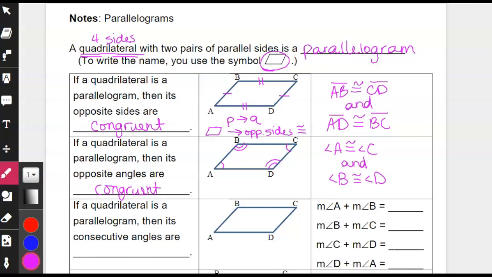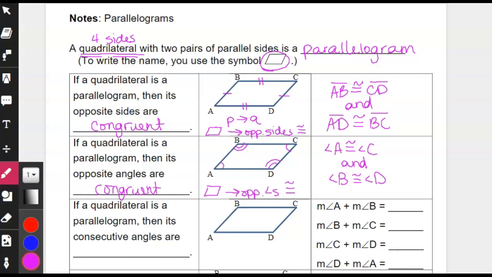So if I'm going to abbreviate this to use in my justifications later, I'm going to say if a quadrilateral is a parallelogram, so if parallelogram, then opposite angles are congruent. So I'm going to say opposite angles, that's the angle symbol, and then congruent. Even easier than the other one.